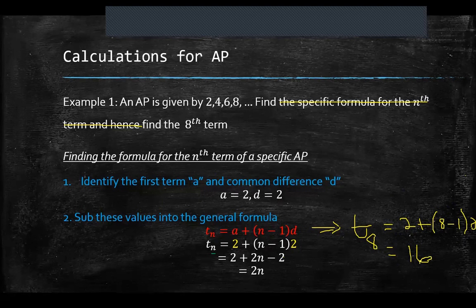So unless they ask you to find the specific formula for the nth term, you don't have to do that. If they want you to find the 8th term, substitute it into your general formula. But if they ask you to find the specific formula for the nth term first, that's when you have to do all of this to get the Tn. I mean, Tn is equal to 2n, then you can substitute the 8. Do you understand that?